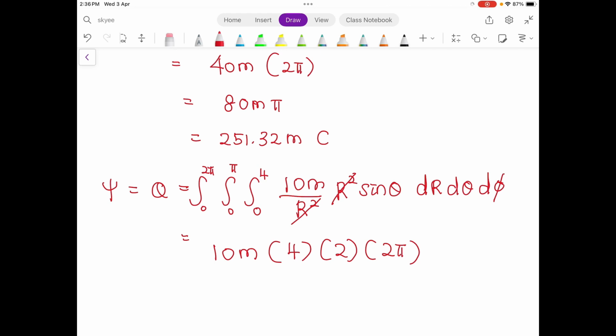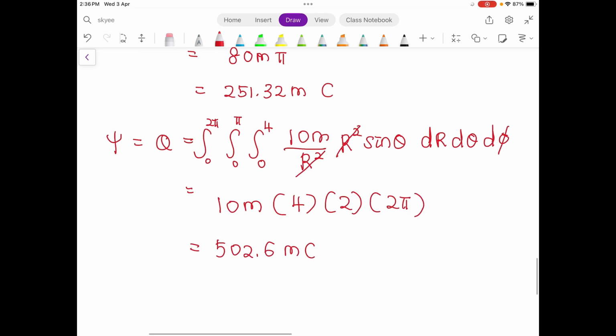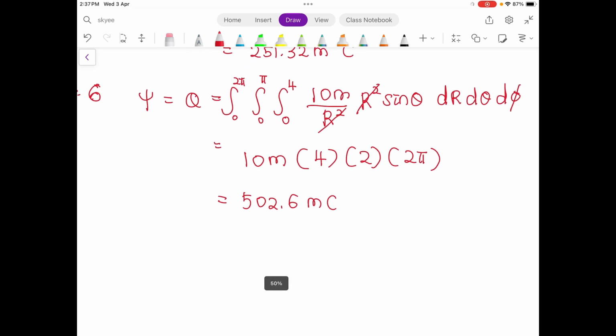Oh yeah, it's correct. 10 times 4 times 2 times 2 pi equals 502 millicoulombs, right? So determine the D at 1 and also 5.